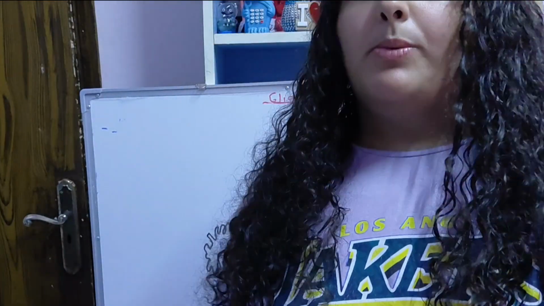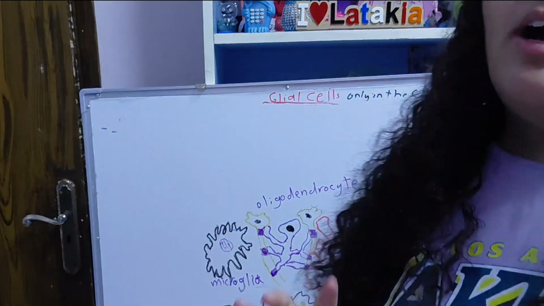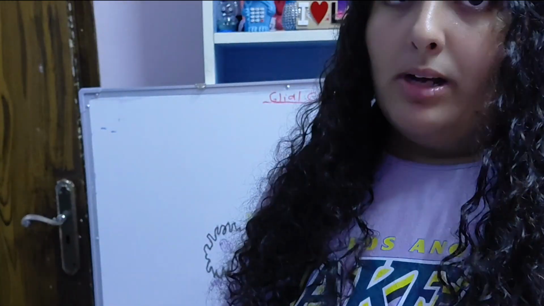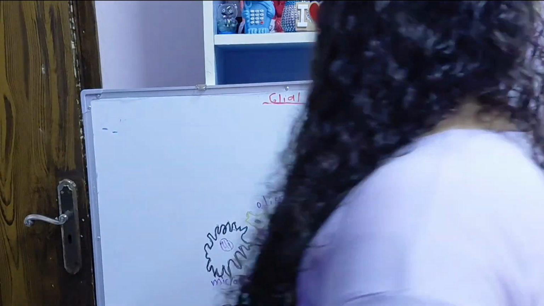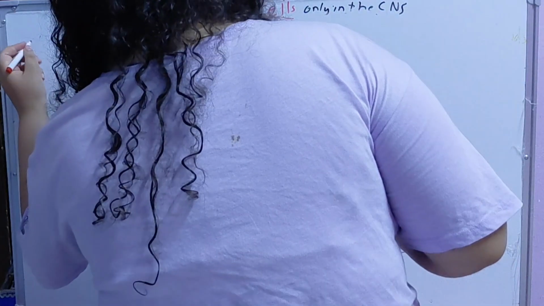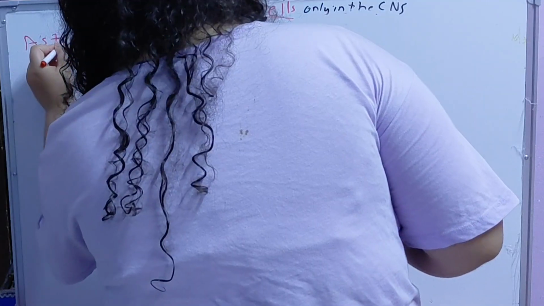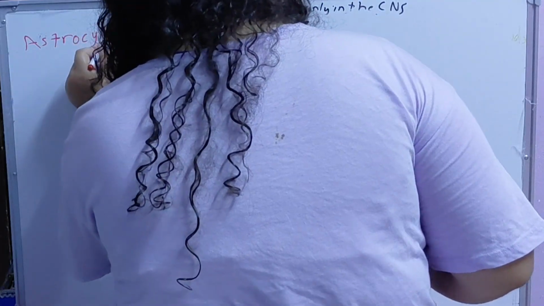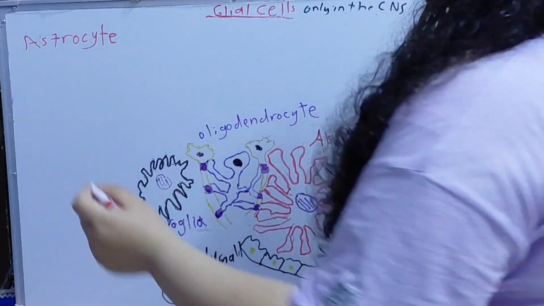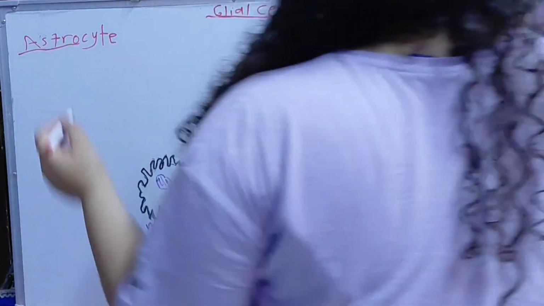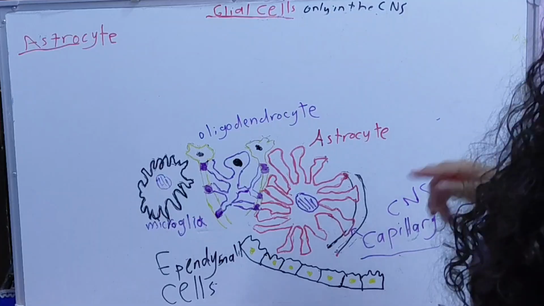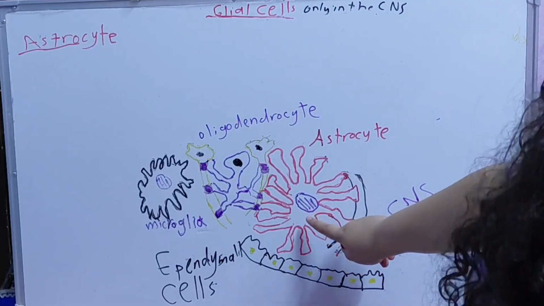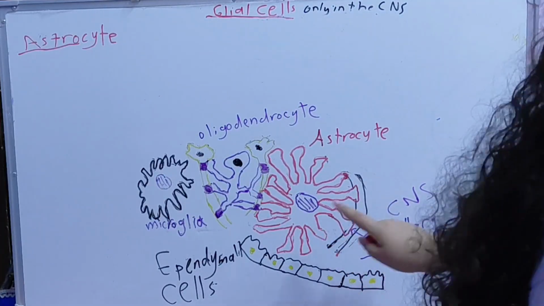So previously we talked about the structure of the neuron. Now we'll move to the glial cells. There are 4 types of glial cells: the astrocyte, the ependymal cells, the microglia, and the oligodendrocyte. We'll start talking about the astrocyte. Well, when you have the prefix astro, that means the thing that you're describing is similar to a star. And that explains why the astrocyte is just a glial cell that has the shape of a star.